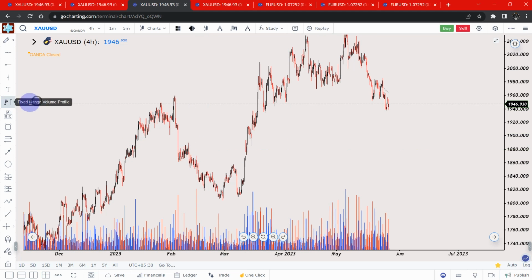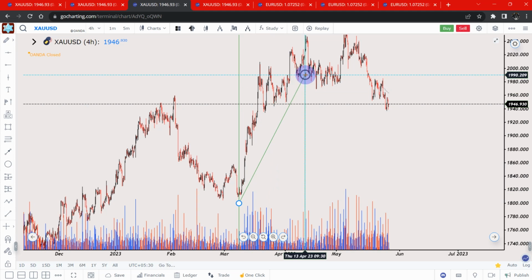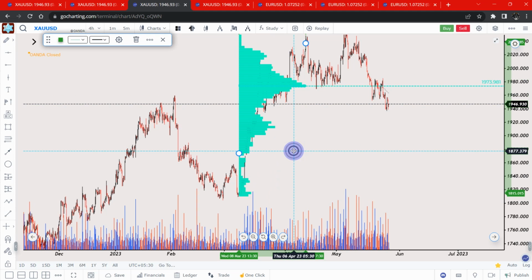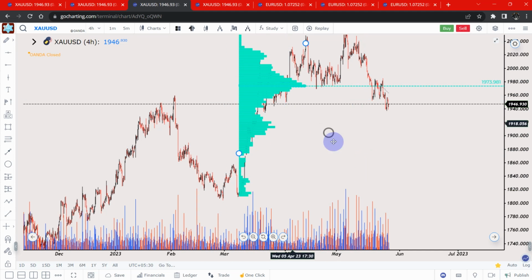So we'll use one of our favorite tools, that is the fixed range volume profile. We'll go from the low and we will go up till the point we see there was a good move in one direction. So we go to the object order and we send it to back, and what it does is it doesn't block your view.